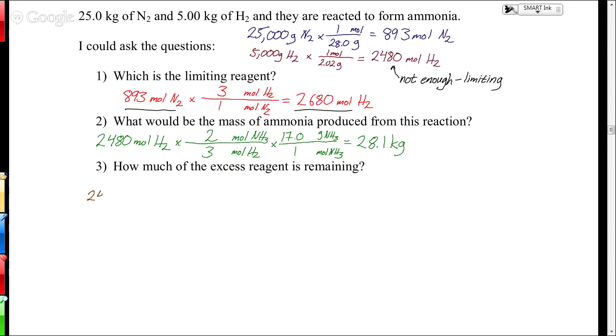So this time we're going to take that 2,480 moles of hydrogen, and we're going to react it and compare it to the nitrogen. So we're going to take moles of hydrogen and instead look at moles of nitrogen. Our equation tells us that there's 3 of these for every 1 of those. And then we can convert that back to grams. So that's 28 grams of nitrogen per mole.